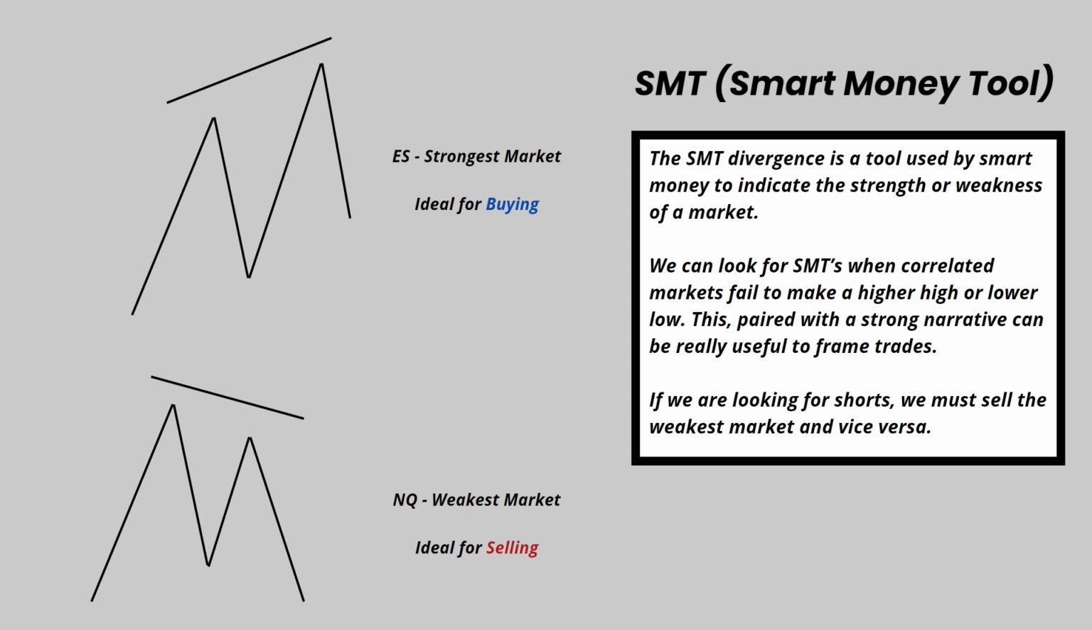The SMT divergence is a tool used by smart money to indicate the strength or weakness of a market. We can look for SMTs when correlated markets fail to make a higher high or lower low. This, paired with a strong narrative, can be really useful to frame trades. For instance, if we are looking for shorts, we must sell the weakest market and vice versa. Here you have a graphic example.